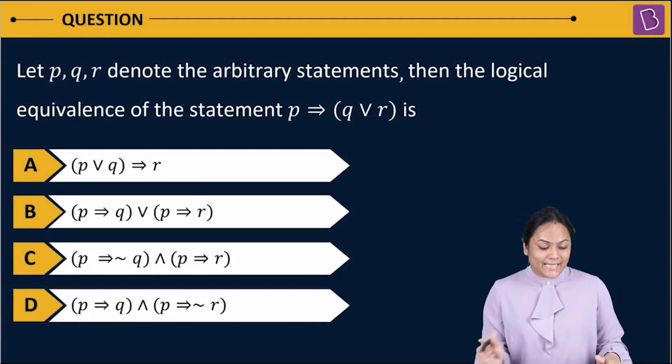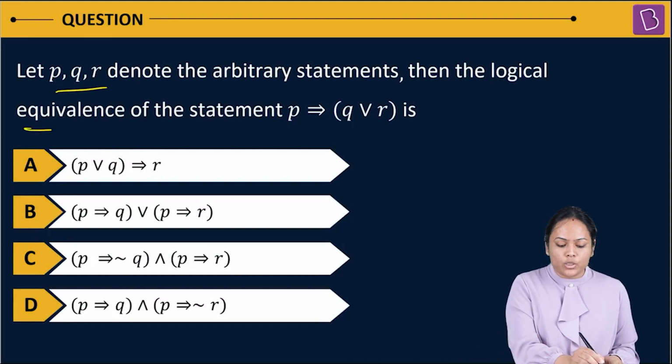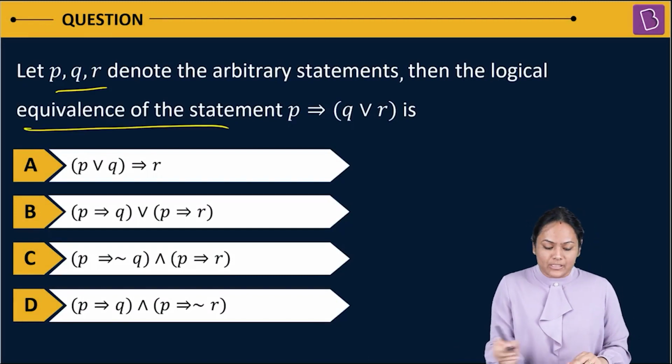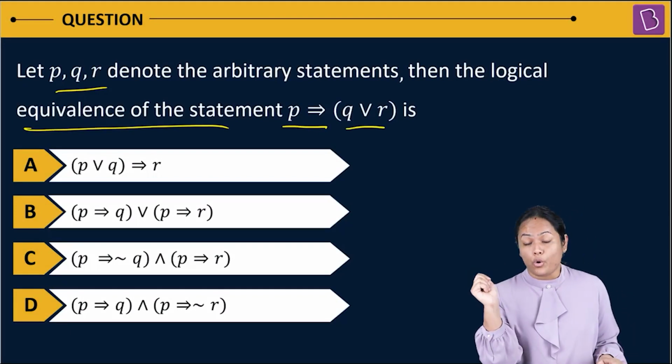Well, the question says P, Q, R denote arbitrary statements. Then what is the logical equivalence of the statement P implies Q or R? They have given us four options here.